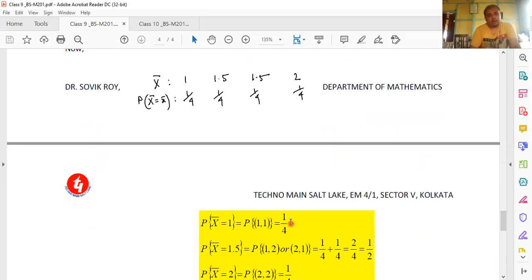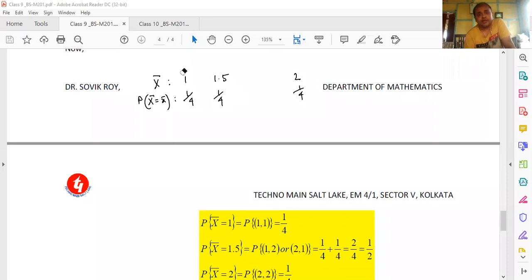One thing, this probability of X bar, since these two values are actually the same, and in a collection we do not repeat the same value. So you can consider one value, 1.5, because I cannot consider two same values in a set, because a set is a collection of distinct values.